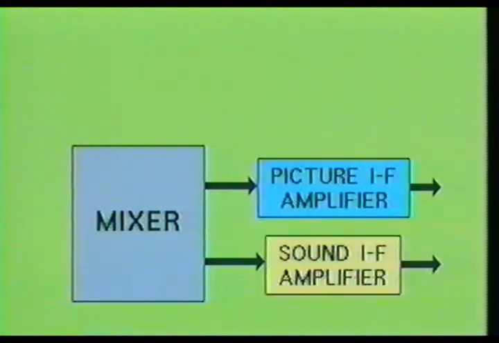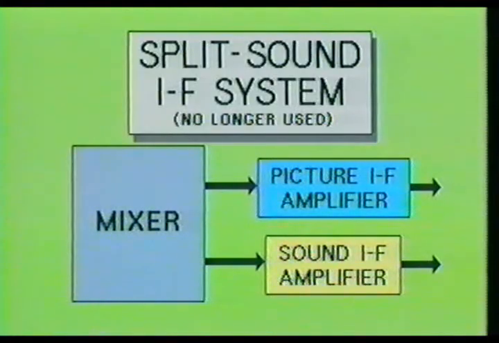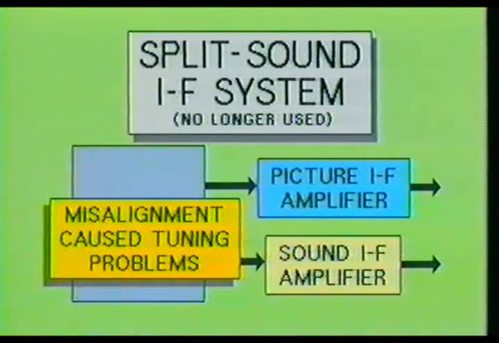This was because the mixer stage in the television receiver had two outputs, one output for the IF picture carrier and the other for the IF sound carrier. Likewise, each IF carrier had its own IF amplifier section. This method of amplification was known as the split sound IF system. When one or both of the IF amplifier sections would be out of adjustment, tuning problems would arise in picture or sound quality.